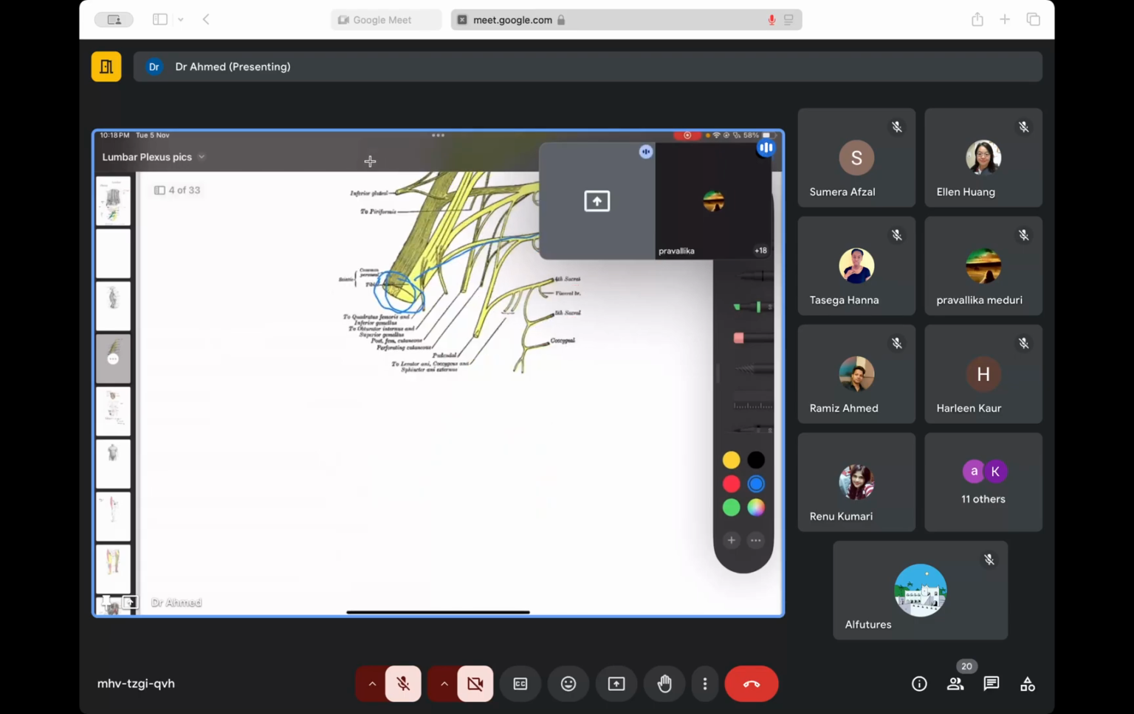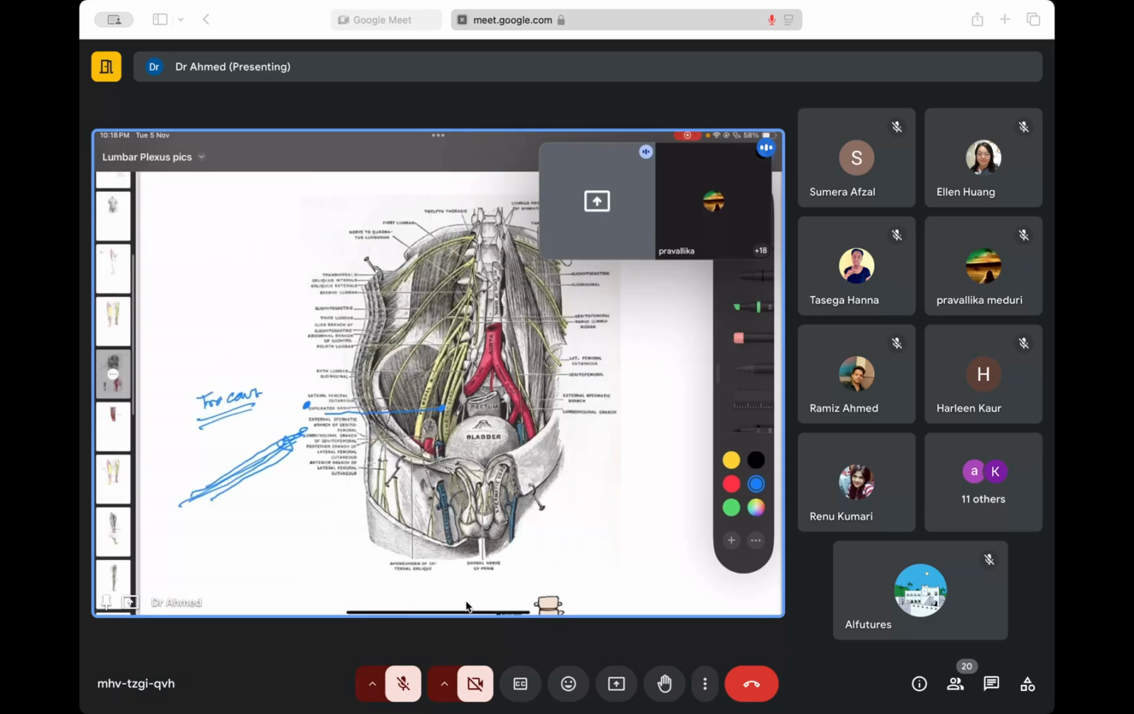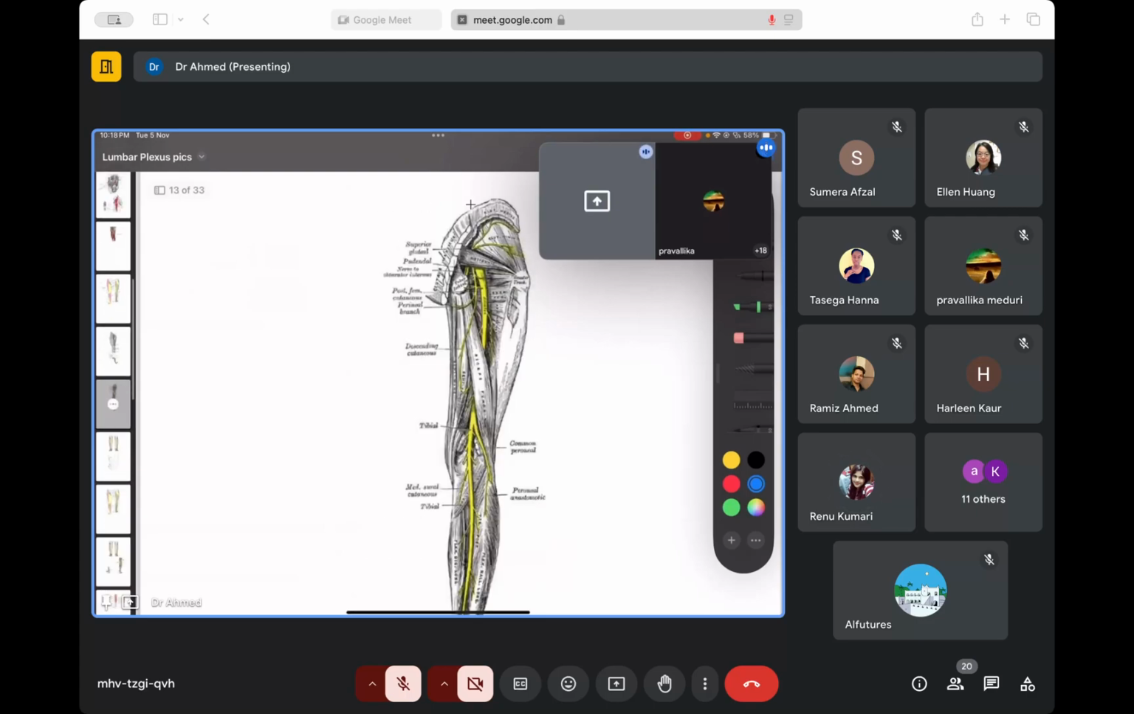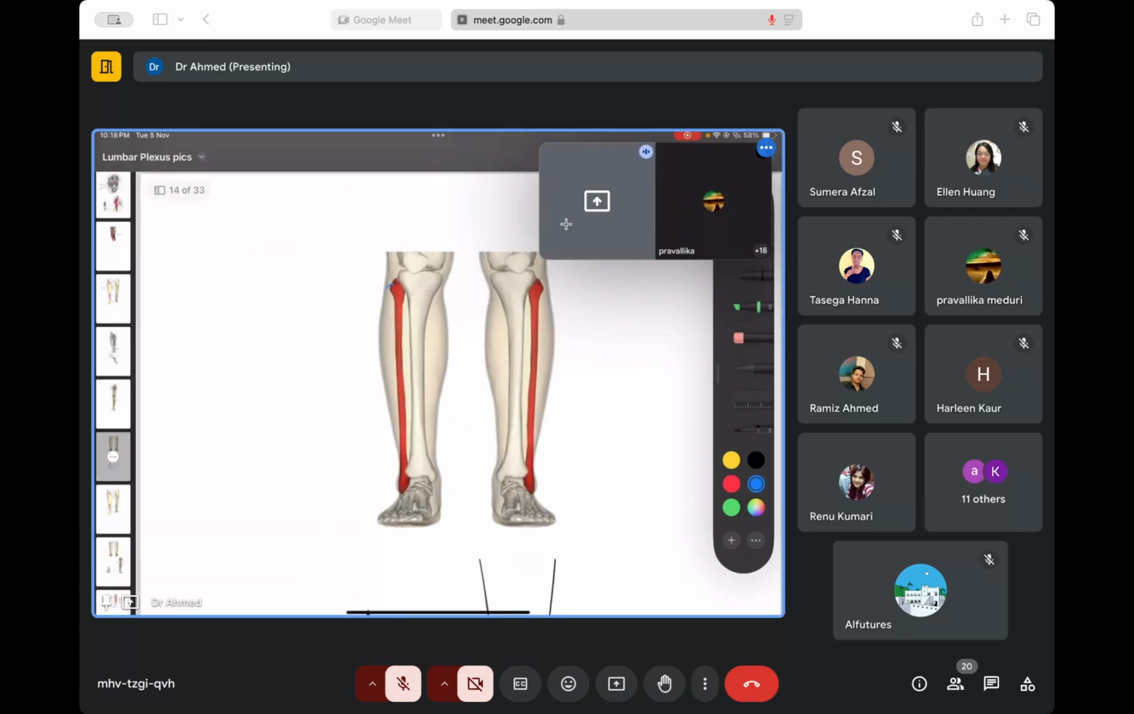Near the fibula, the nerve is going to be divided into two branches. Can you tell me what those two branches are? Common peroneal, also known as fibular nerve, and then you have your tibial nerve. The common peroneal is further divided into two: superficial and deep.